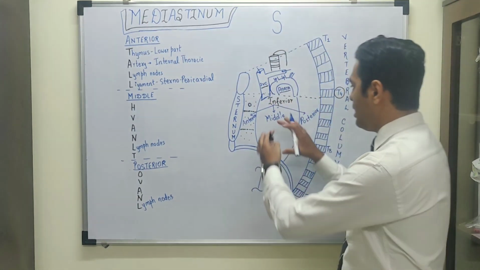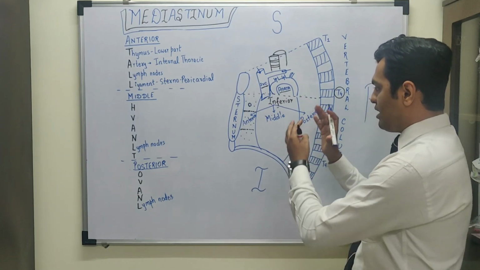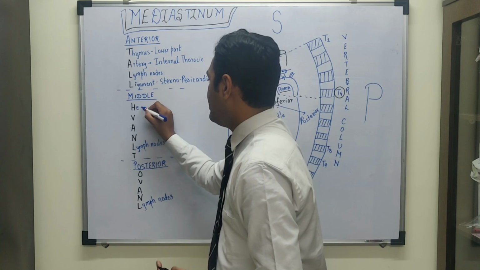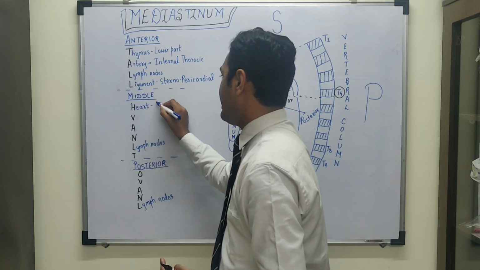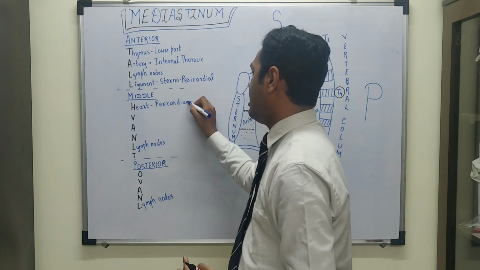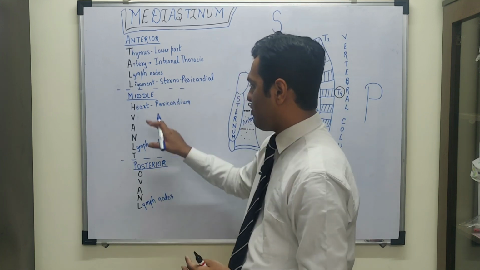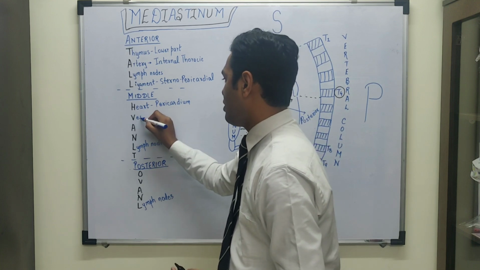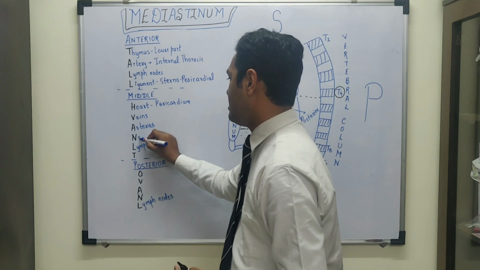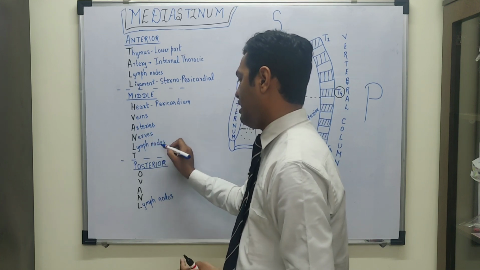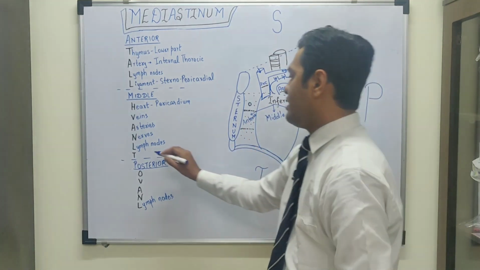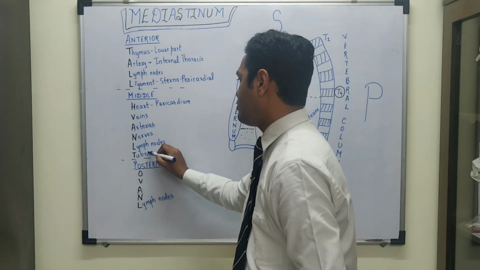When we discuss the middle mediastinum, one of the major contents is going to be the heart, which is enclosed by the pericardium. So that is one of the major contents of the middle mediastinum. Apart from this, VAN stands for veins, arteries, nerves, lymph nodes, and apart from that, in the middle segment there is also the presence of tubes.